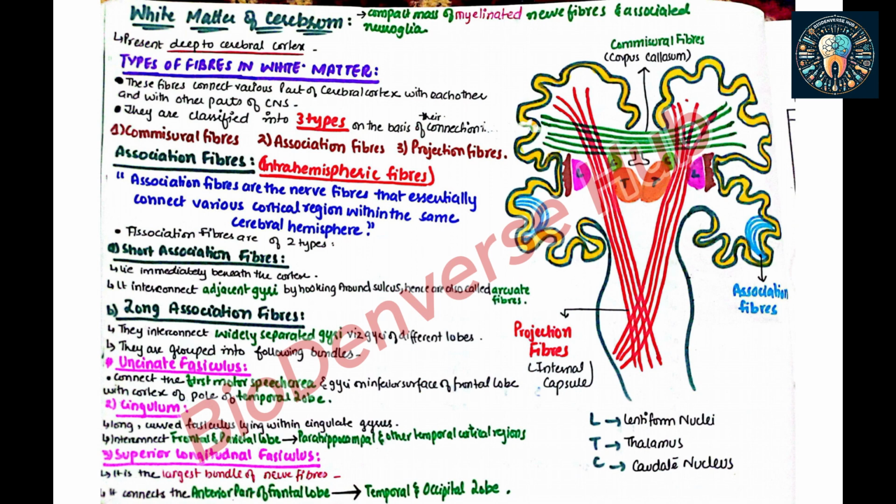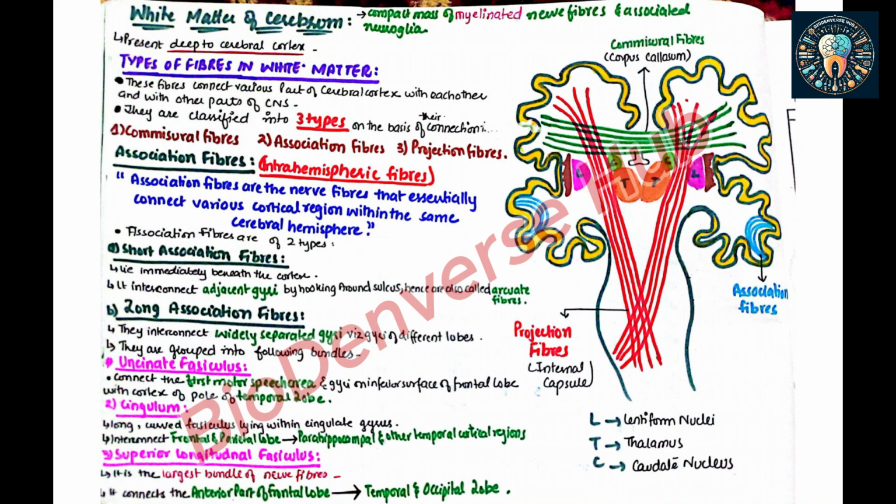After that, we have the next bundle, the cingulum. It is a long, curved fasciculus lying within the cingulate gyrus. It interconnects the frontal and parietal lobes to the parahippocampal and other temporal cortical regions. After that, we have our superior longitudinal fasciculus. It is the largest bundle of nerve fibers. It connects the anterior part of the frontal lobe to the temporal and occipital lobes.